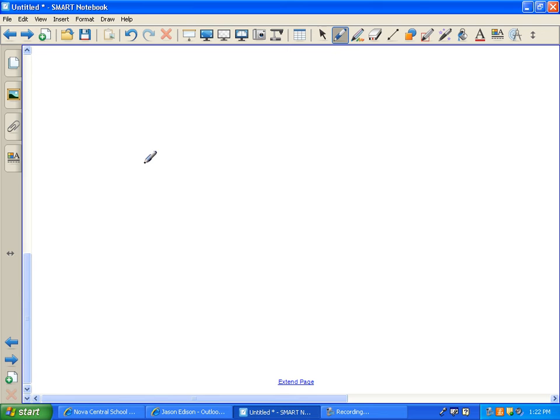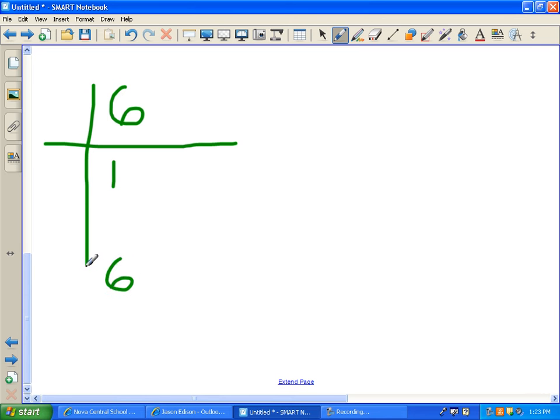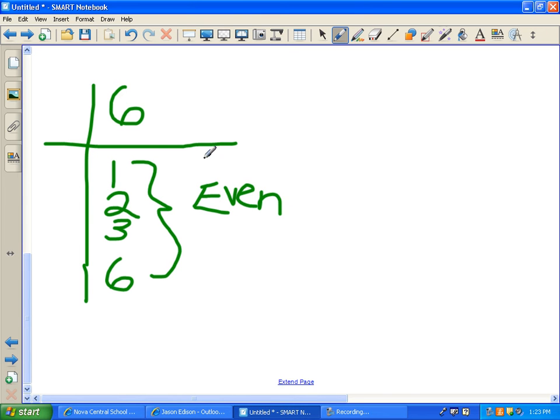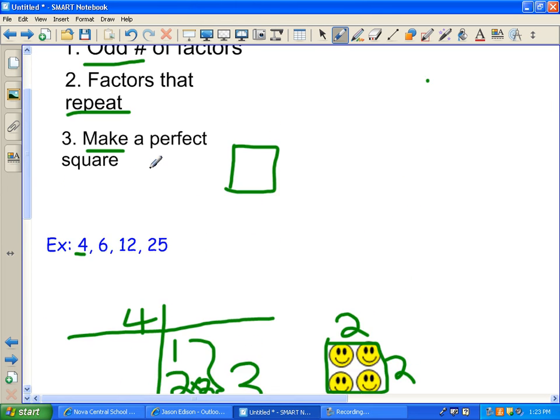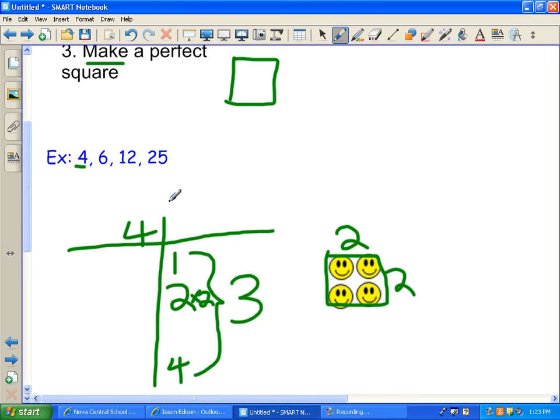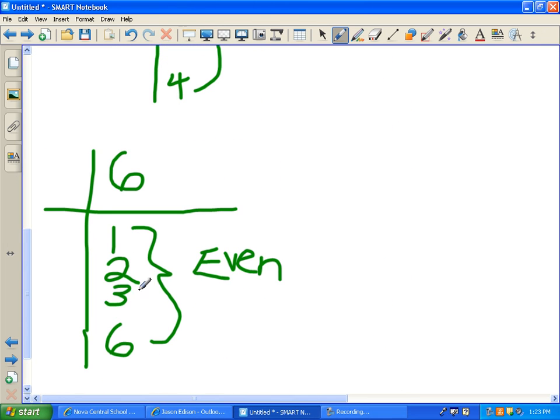Let's try 6. Well, if I put 6 down and I write down the factors of 6, again, with any number, there's 1 times 6. And then I go 2. Will 2 work? 2 times 3. And 4 times nothing will work. So if I check this out and add them up now, I've got 1, 2, 3, 4 factors, so it is an even number of factors. If I go back up here, oh, it doesn't meet the criteria to be a perfect square. Does it have any that repeat? Nope, just 1, 2, 3, and 6.